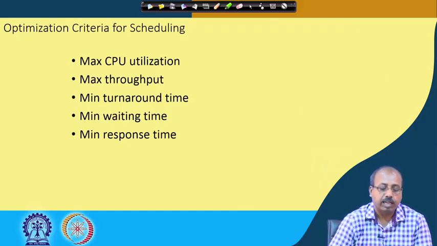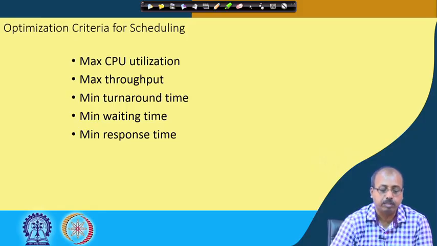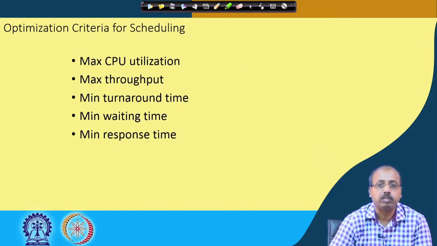As I have already said, it may not be possible to address multiple parameter optimization with a single scheduling policy. But for different scheduling policies you can compute the values of these parameters, and accordingly you can come up with which may be a good scheduling policy for a particular class of jobs.